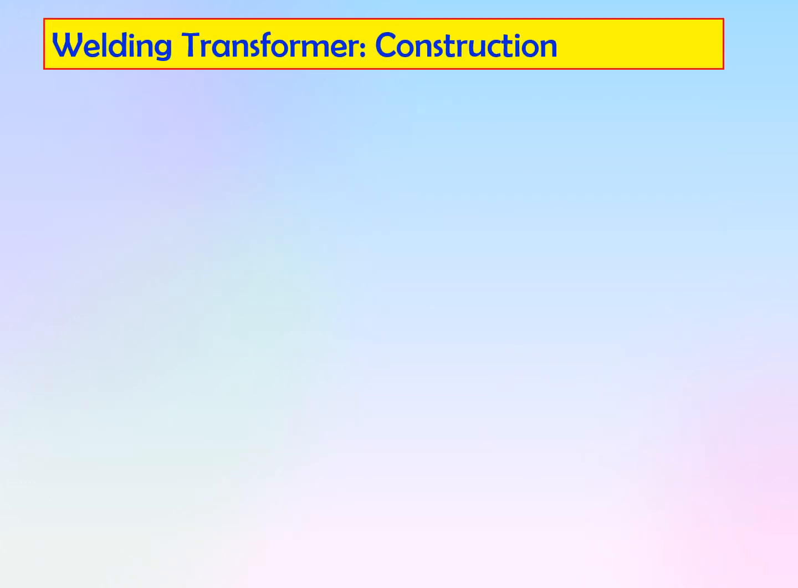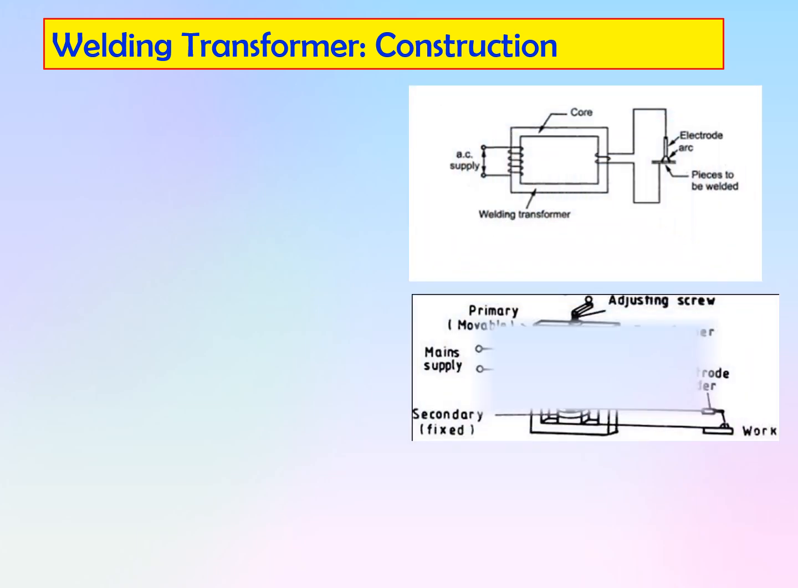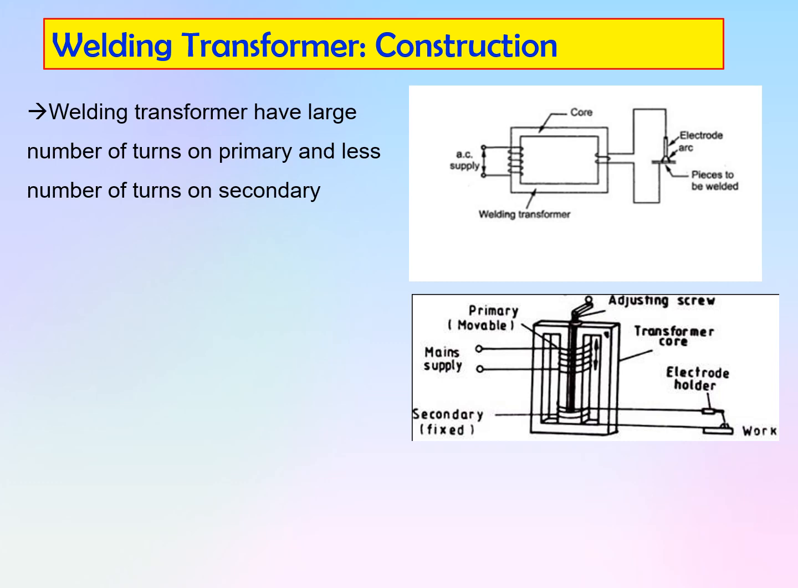The next slide is about the welding transformer construction. In this welding transformer, you observe here that the welding transformer has a large number of turns on the primary and less number of turns on the secondary. Similarly, you will observe here this is a shell type of transformer, with a large number of turns on the primary and less number of turns on the secondary side. On the secondary side, we have connected the electrode and the piece to be welded.